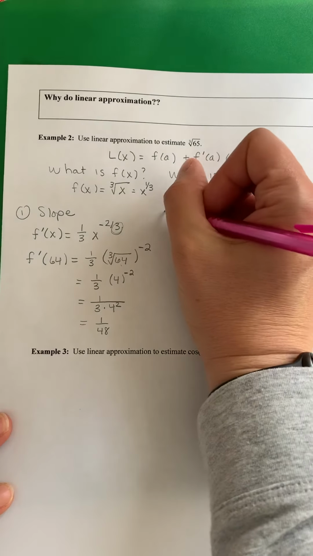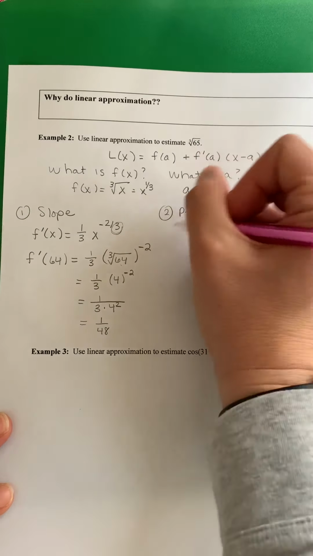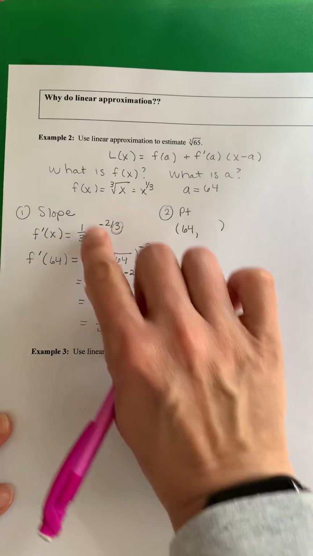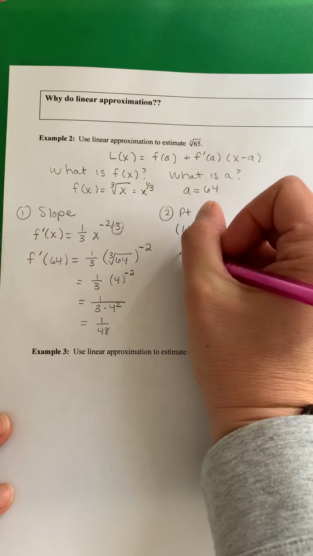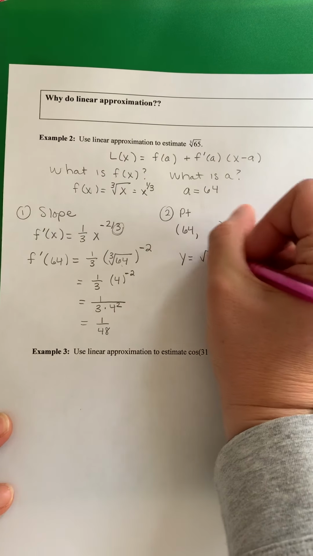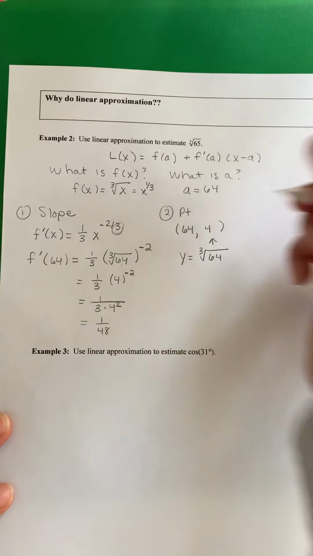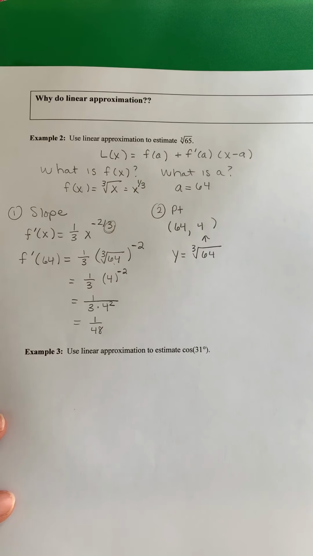Now we need to find the point. So far we have the x-coordinate of the point, which is 64. Remember, y and f of x are the same. So we want the y-coordinate, so we're going to take the cube root of 64 one more time, and that goes there. So we have the point complete.